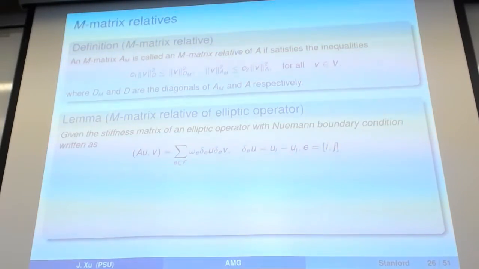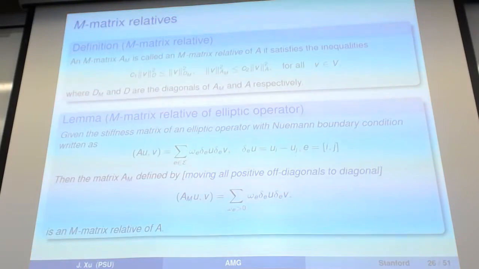So the way I can do it is a lemma: if you do, let's say, elliptic equation with a Neumann boundary, it doesn't really matter, you can do Dirichlet boundary condition. So how do I get an M matrix relative? It's very simple. I take the off diagonal positive entries, put them in the diagonal. That's what I'm going to do. And if you do that, you can actually prove for the finite element matrix that it will be an M matrix. So if you put the off diagonal positive ones into the diagonal, the diagonal is getting bigger, right? But it will not increase the energy norm of these things.